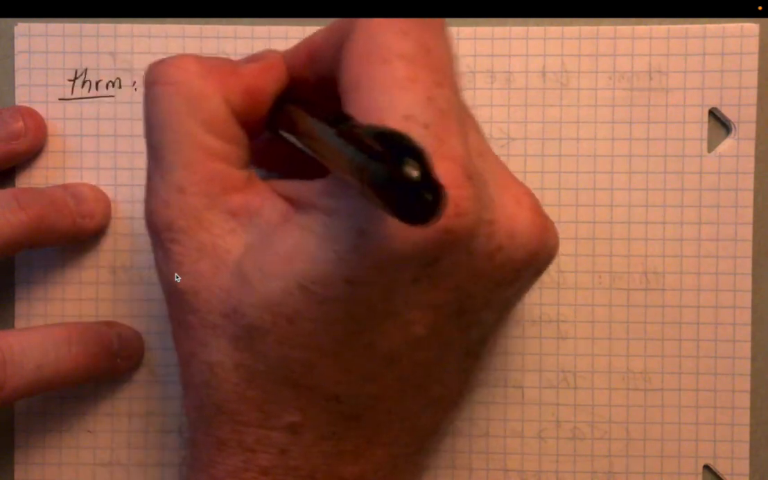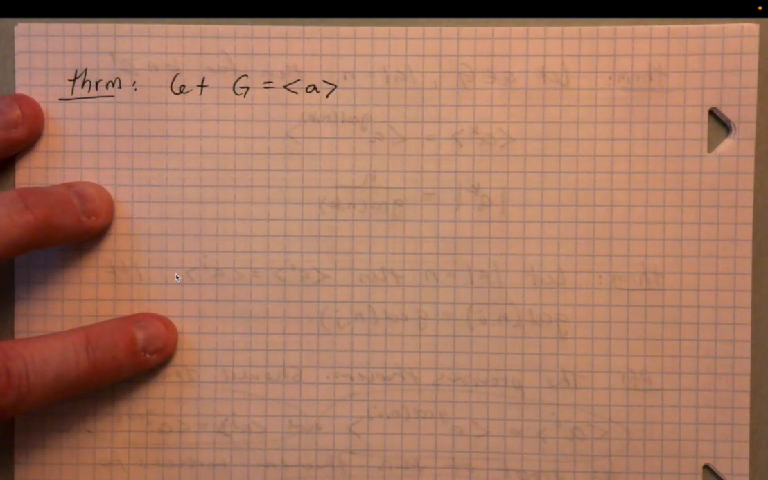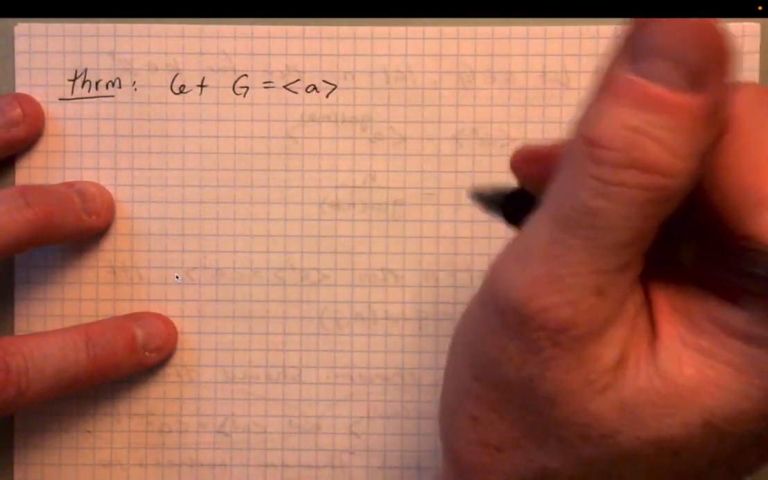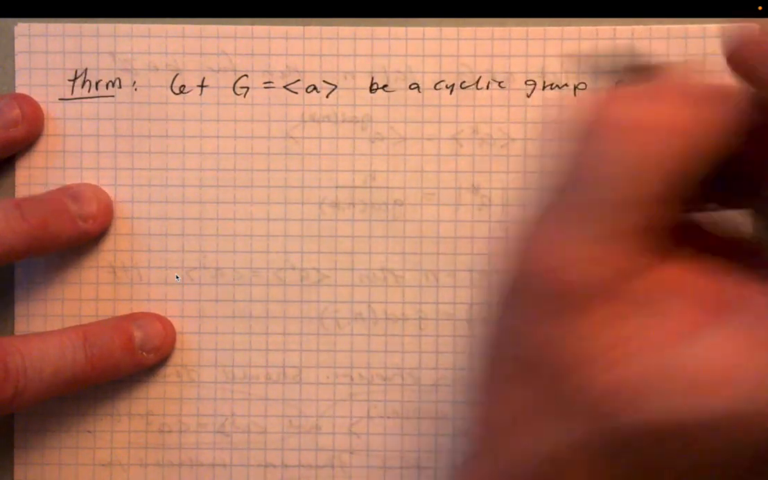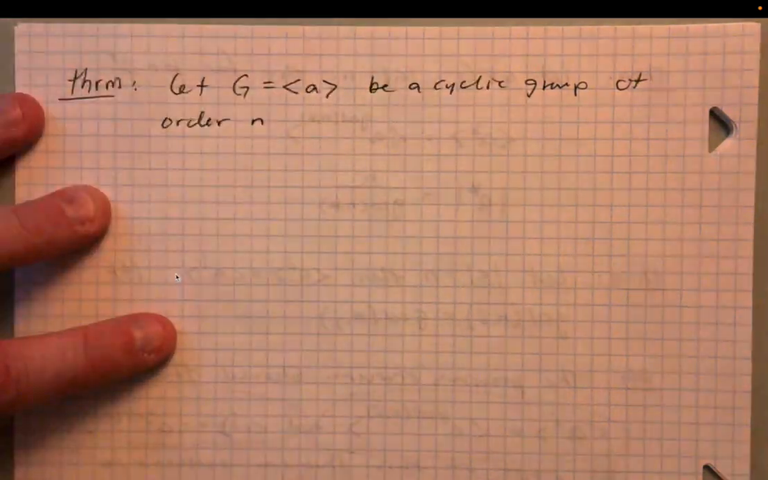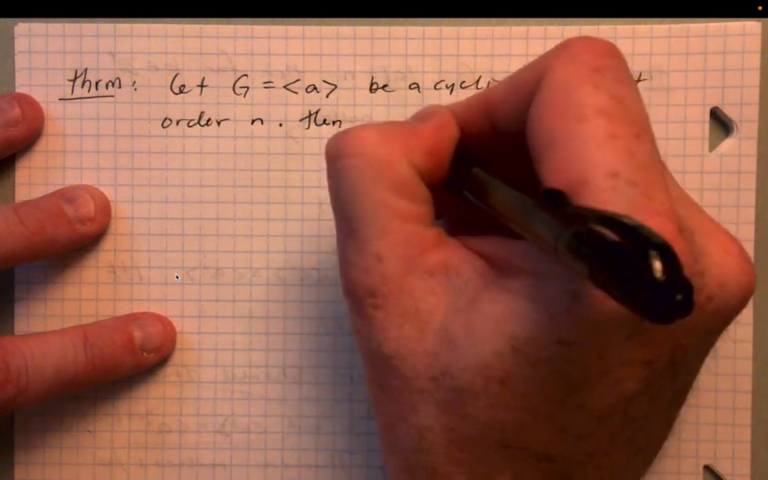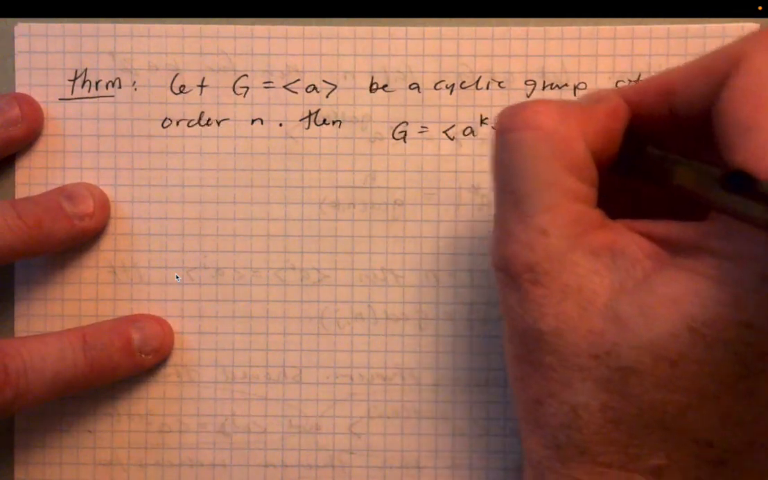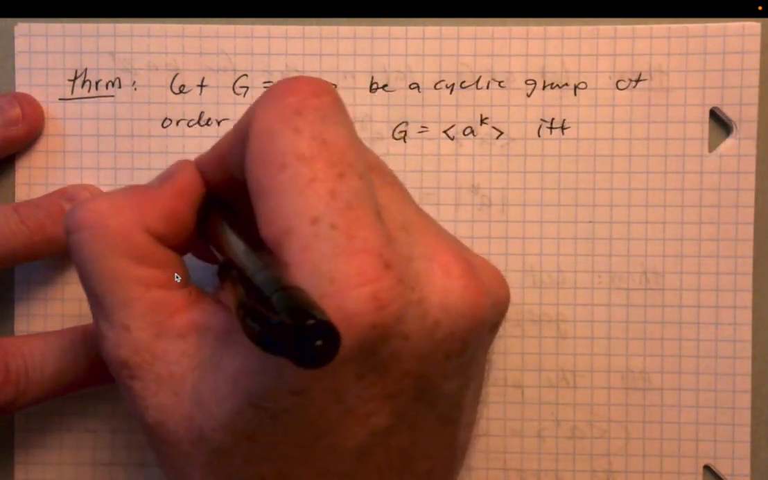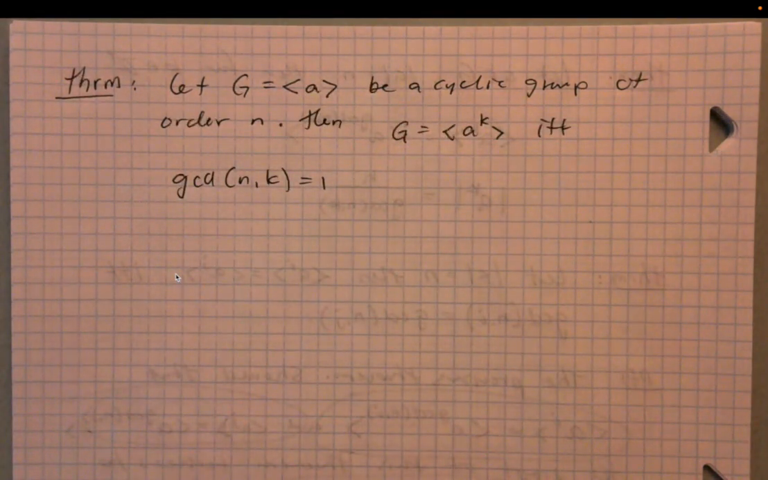So we're going to let G equal ⟨A⟩, so it's a cyclic group generated by A. So we'll let G be a cyclic group of order n. Then G is equal to the group generated by A to the k if and only if the greatest common divisor of n and k is 1, meaning n and k are relatively prime.